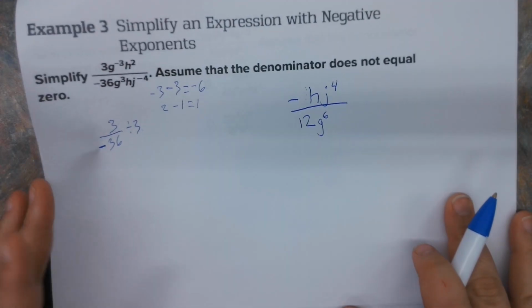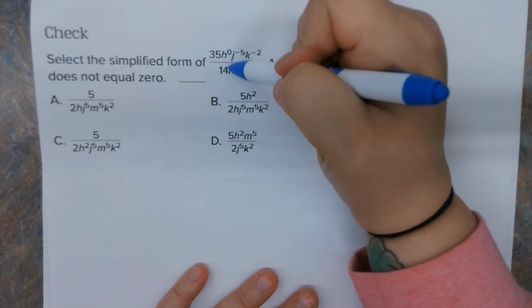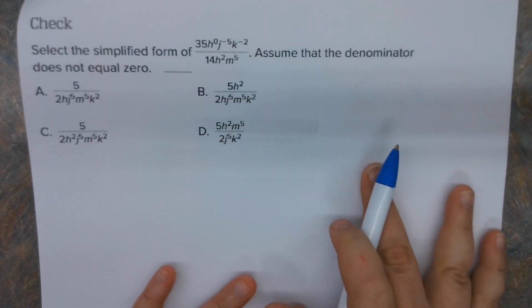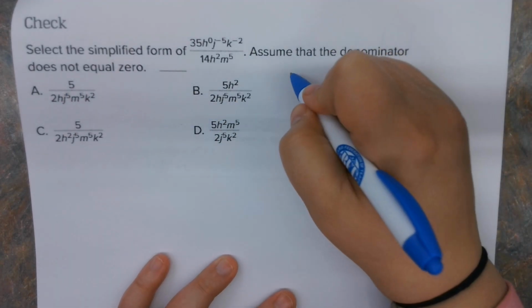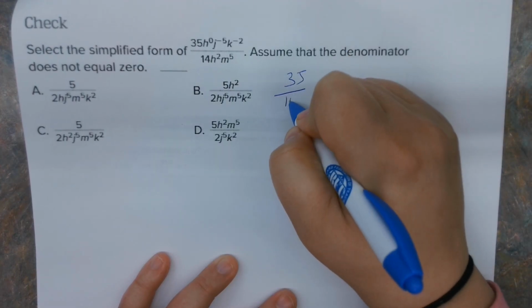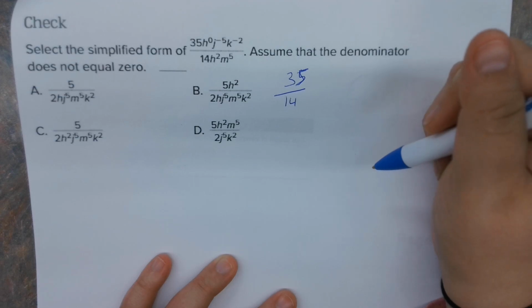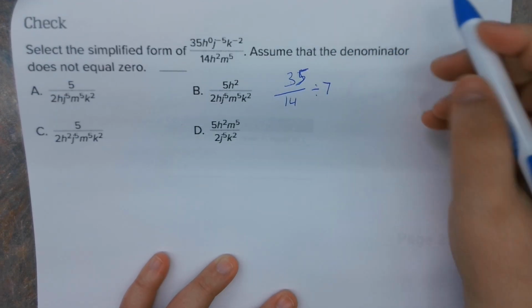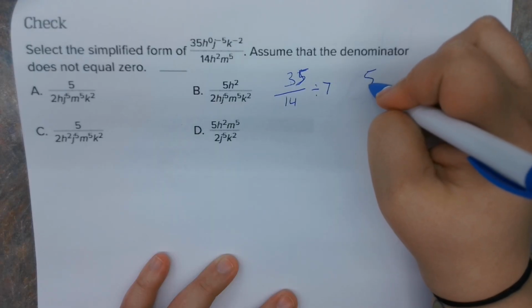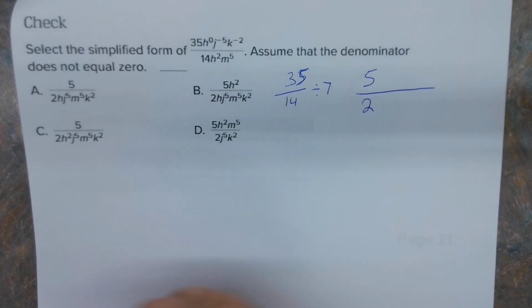Okay? You're almost done. You need to pause and do the check for example 3. Remember, figure out what they can both be divided by. You ready? Multiple choice gives it away for you, but I'm still going to work it out. I've got 35 over 14. It gives you the answer, not what can they both be divided by. Both of those can be divided by 7. 35 divided by 7 is 5. 14 divided by 7 is 2.